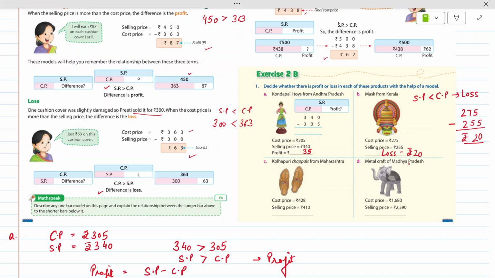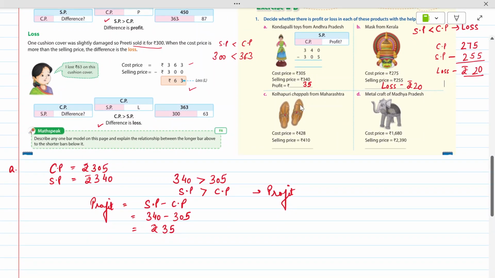I hope this is clear. In this very case, the selling price is less than the cost price, so it's a case of loss. And then we are measuring the amount of loss by measuring the difference between the selling price and the cost price. So this was our cost price and this was our selling price, and the difference is the loss here. Okay. Next, the C part.